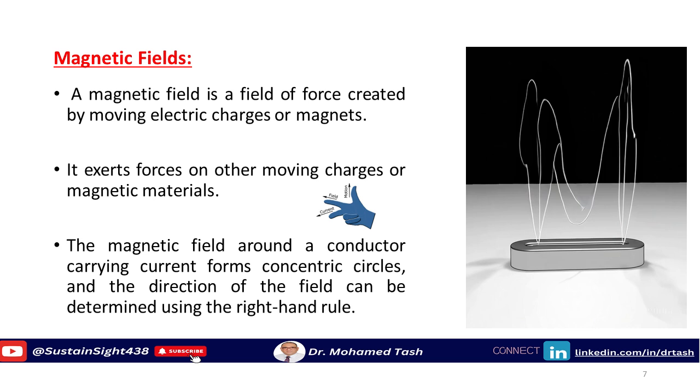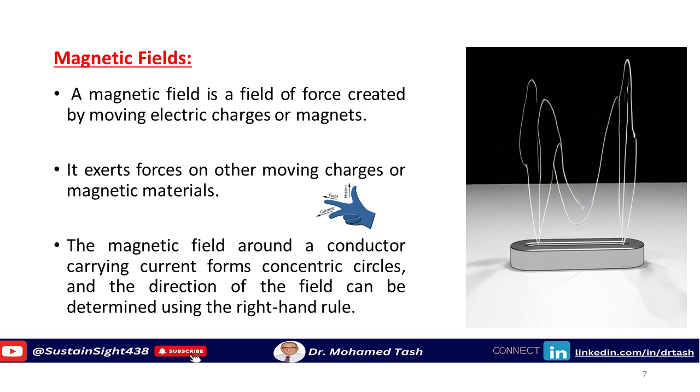A magnetic field is essentially an invisible region of force that's created by either moving electric charges or by magnets themselves. This field has the ability to exert forces on other moving electrical charges or on materials that are magnetic, like iron. Think of it as an area of influence where magnetic effects can be felt. Interestingly, a magnetic field isn't just produced by permanent magnets.